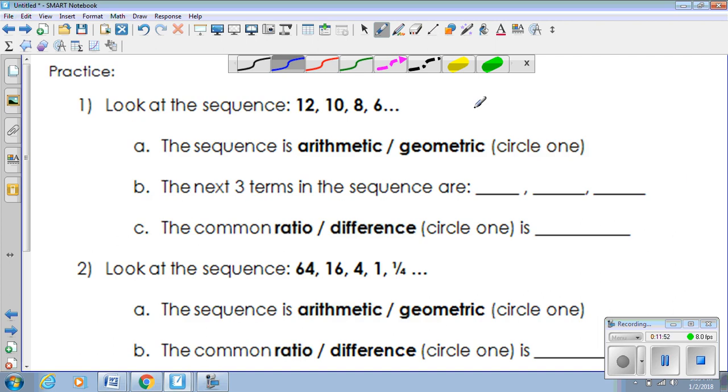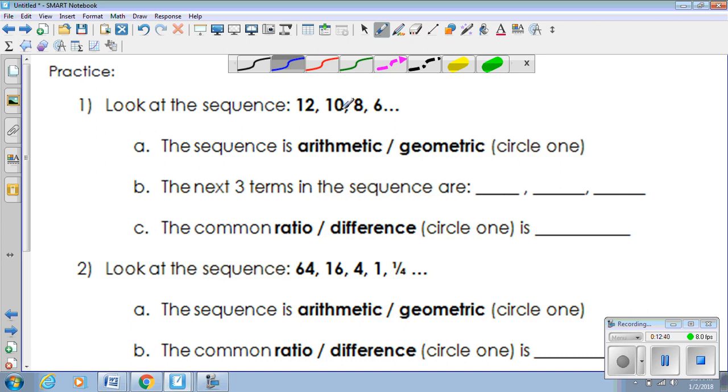Number 1 says, look at the sequence, 12, 10, 8, and 6. First, you should identify, is this an arithmetic or geometric sequence? I know I can't divide by anything, or, well, first, I should be able to see that this is a decreasing pattern, which means I'm either dividing or subtracting in order to get my next terms. Which means I need to say, oh, can I divide 12 by something and get 10? No. Can I subtract 12 by something and get 10? 12 minus 2 would give me 10. You should make sure it works. If it works for the first three numbers, it probably goes for the whole sequence.